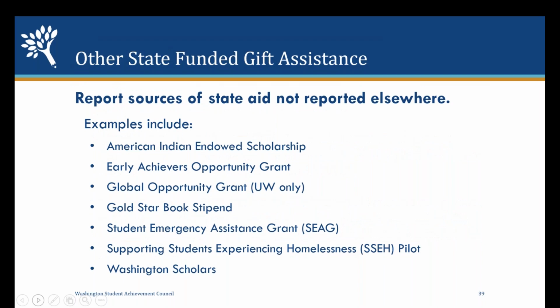Under the other state-funded gift assistance category, we want you to report sources of aid that are not reported elsewhere. Things like the American Indian Endowed Scholarship, Early Achievers Opportunity Grant, Global Opportunity Grant, which is for University of Washington only, Gold Star Book Stipend, Student Emergency Assistance Grant, Washington Scholars, supporting students experiencing homelessness. There was a pilot program. So anything that doesn't fit into another category, we would like you to report here. And of course, any questions that you have, call Ann.